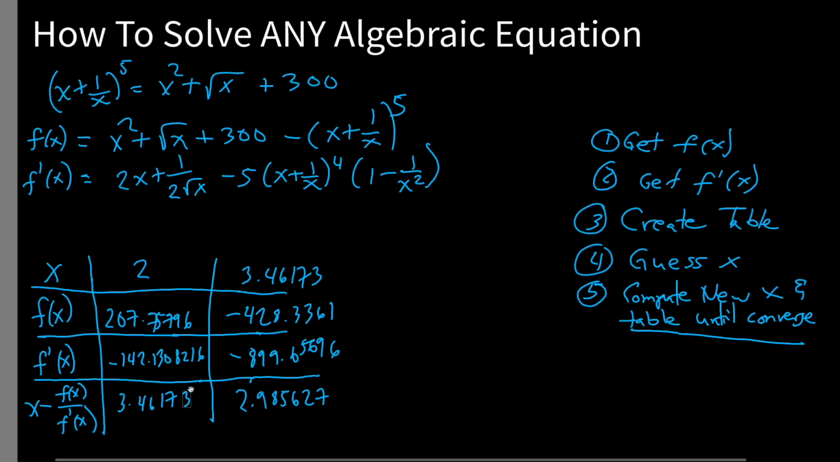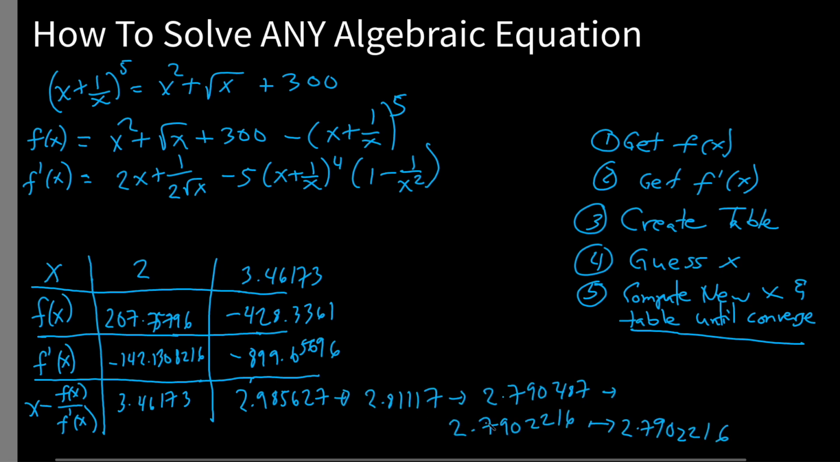Then taking that new x, we make it the new x, and again repeat the process, we get this. And then after this one, I again repeated it several times, and I'll just show here the values of x I got. So here are now the subsequent values of x, and we notice that at 2.79022216, this value repeats.